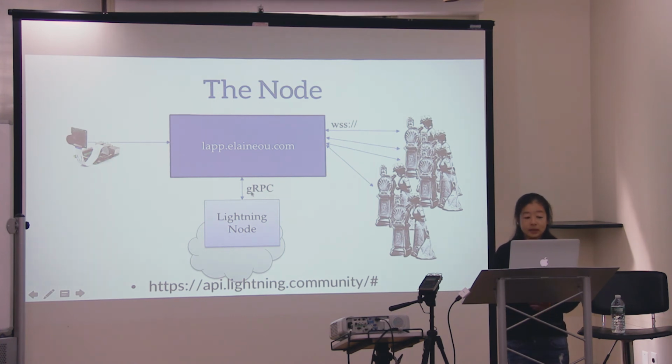And at the same time, the Lightning node can run on the same machine as the app, or it can be off somewhere else on a remote server, and it'll still be able to open a socket to the app and let the app know when invoices have been paid or expired or whatever.